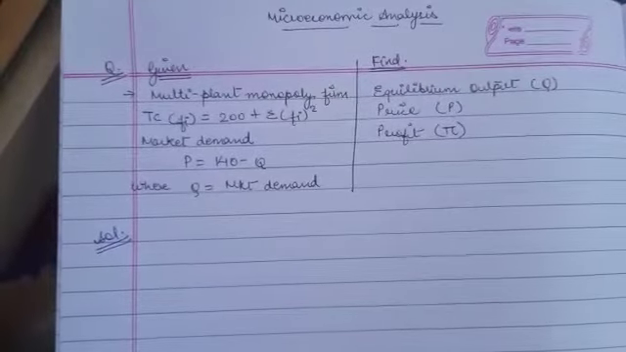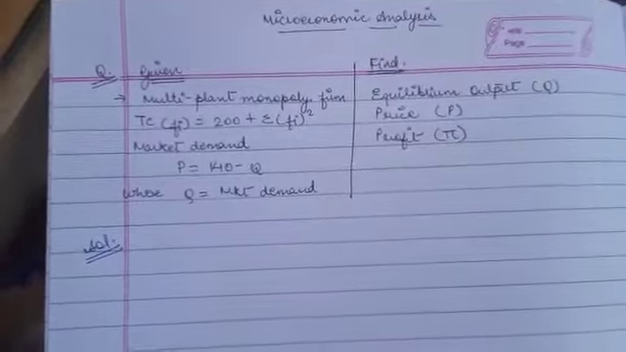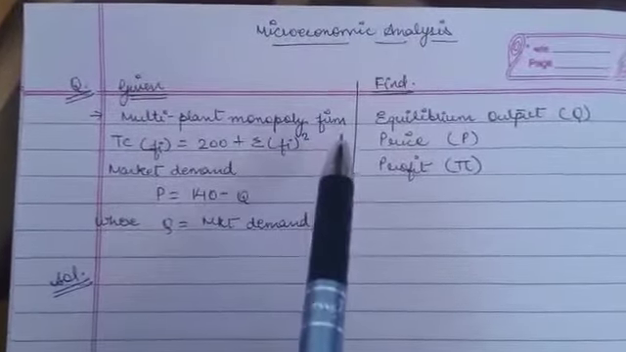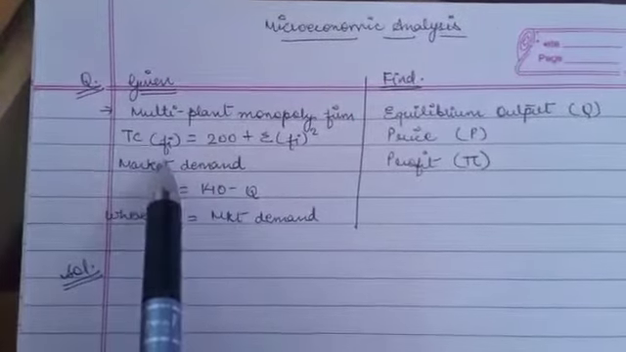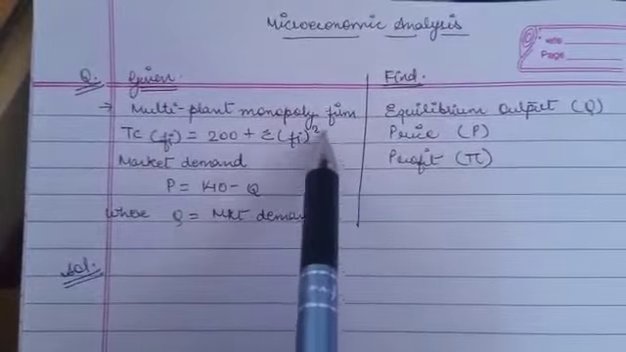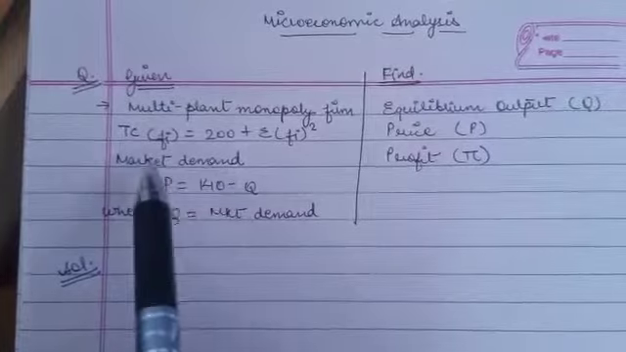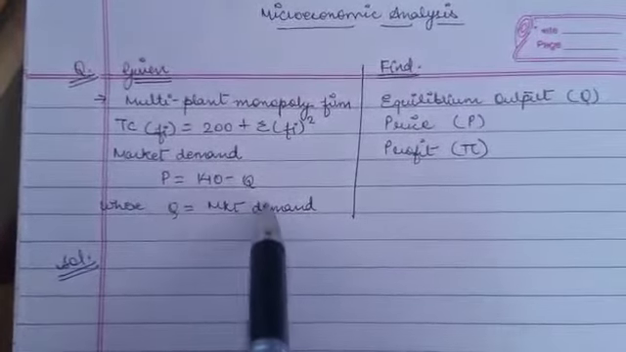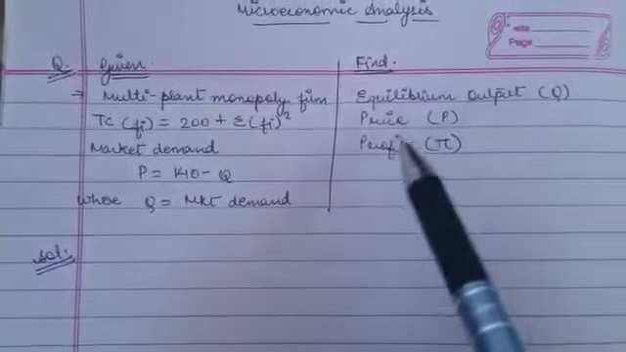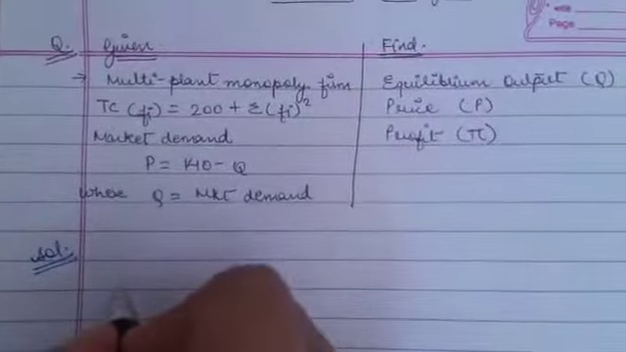Hello viewers, in this video we will solve a question from microeconomic analysis in which we have been given a multi-plant monopoly firm. Total cost Ci equals 200 plus sigma Ci square. So in place of Ci we will put this equation of price. Market demand is given as P equals 140 minus Q. We have to find equilibrium output, price and profit. So let's begin to solve it.